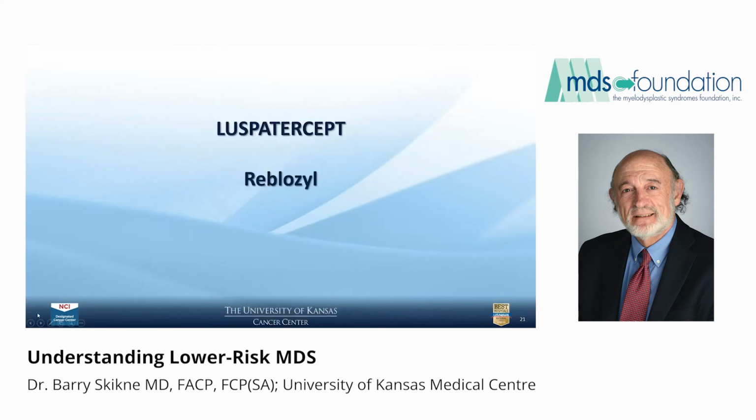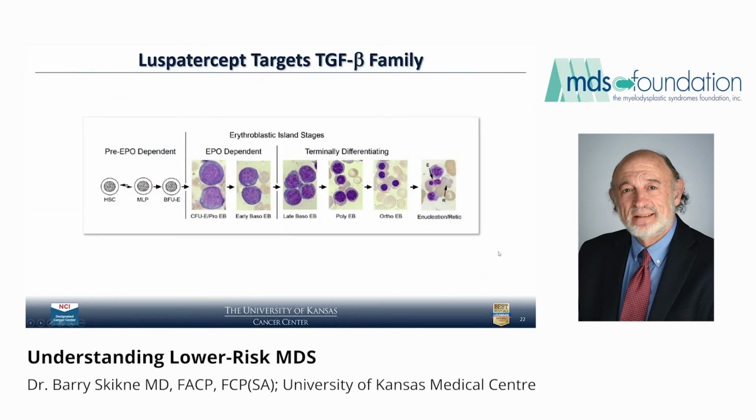So now we're going to talk about this agent luspatercept. Its trade name is Reblozyl. As I mentioned, it was approved by the FDA in February. This slide just shows all the steps, from the stem cell in the bone marrow on the left, along the production of red cells. It takes about 10 days from this BFU-E stage to development of red cells in the bone marrow. It takes about 10 days for that maturation to occur.